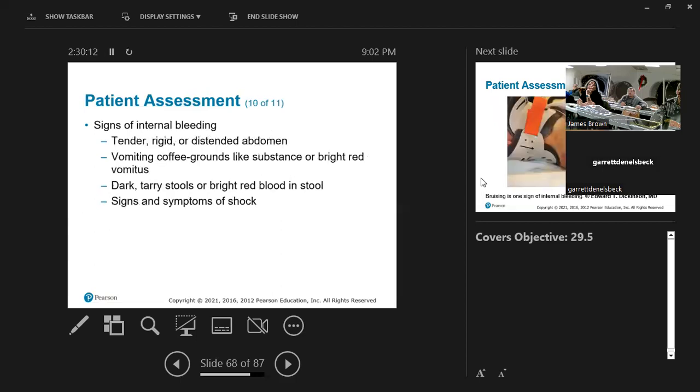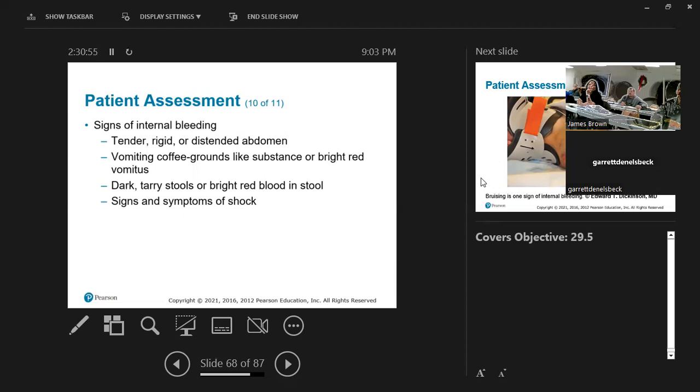Tender, rigid, or distended abdomen. People with GI bleeds, you'll typically see vomiting coffee grounds or bright red vomitus. That kind of tells you where the bleed is. If it's closer to the esophagus, you're going to see more bright red blood, so you can start thinking esophageal varices, versus coffee grounds, which may be a bit lower in the stomach area, like ulcers. Dark tarry stools you'll typically see with a lower GI bleed, or bright red stools you might see with something closer to the exit.